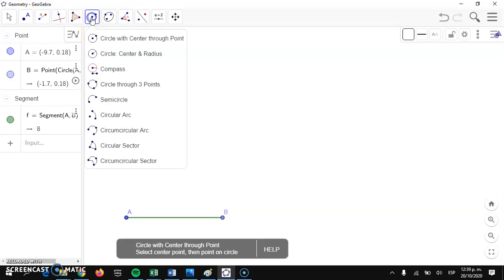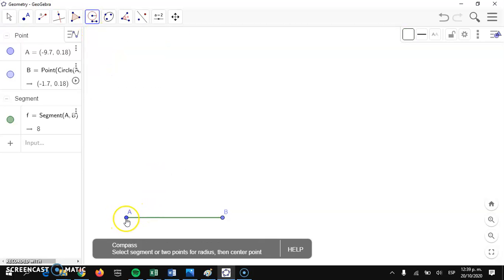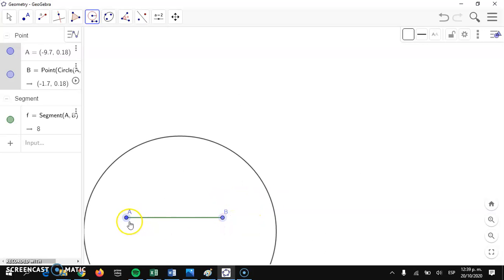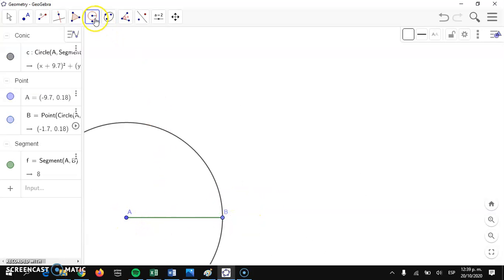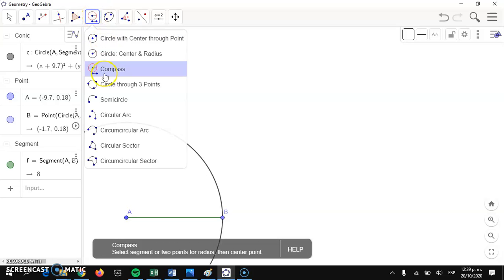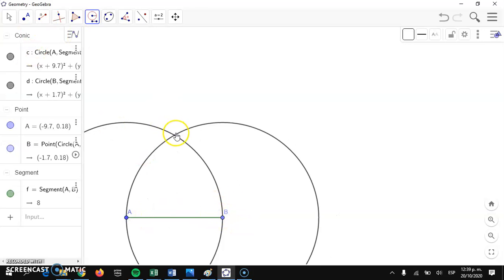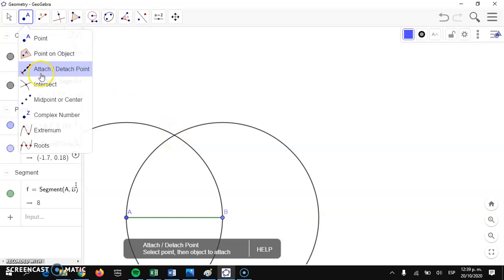So for doing that, we're going to use the function compass. We're going to click over A and B. We are going to center this first circle in A. And again, the function compass, we are going to click over A and then on B. And this time we center on B. Then we are going to have an intersection. So we're going to mark that intersection.